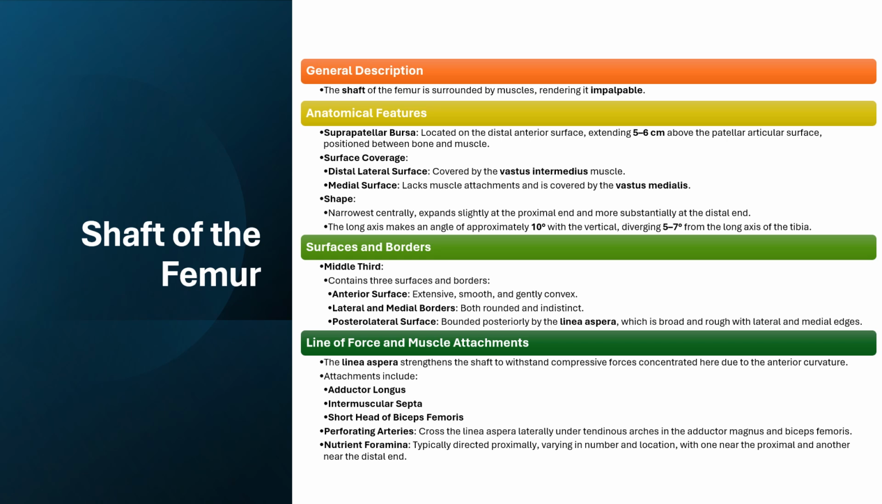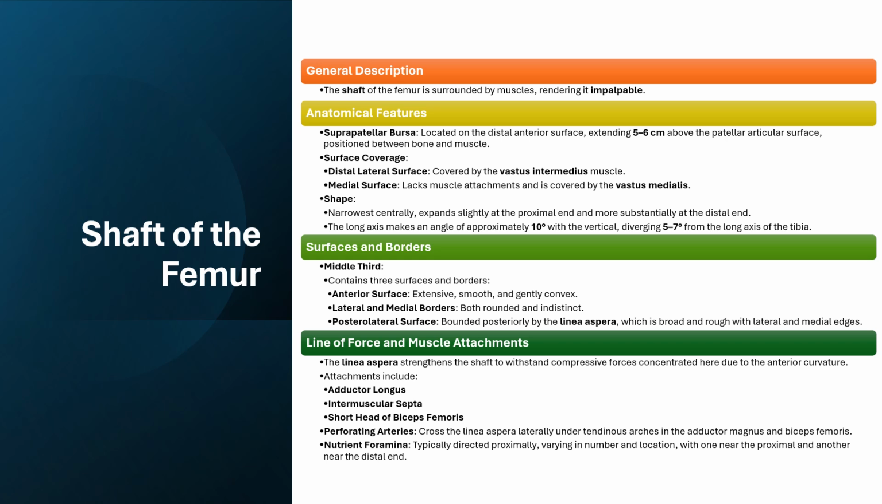The shaft of the femur is surrounded by muscles, rendering it impalpable. As an anatomical feature, there is a suprapatellar bursa located on the distal anterior surface, extending 5 to 6 cm above the patellar articular surface, positioned between bone and muscle. The distal lateral surface is covered by the vastus intermedius muscle. The medial surface is covered by the vastus medialis. The shaft is narrow centrally and expands slightly at the proximal end and more substantially at the distal end.